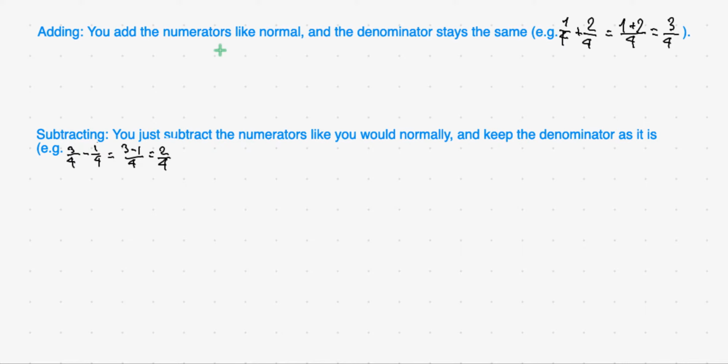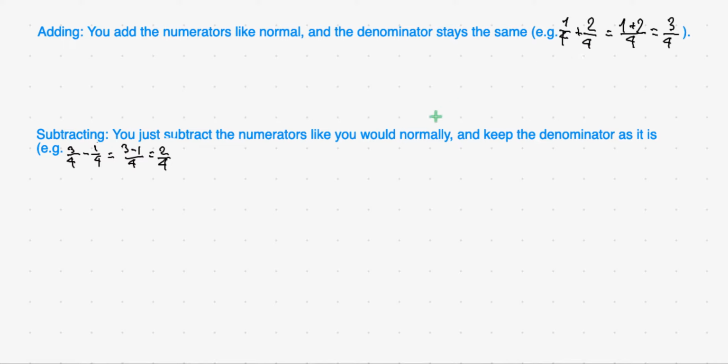First of all, we'll learn how to add the fractions. During adding, you add the numerators like normal and the denominator stays the same. An example of this is adding 1/4 and 2/4. The answer is 3/4, and we get to that by adding 1 and 2 together, getting 3, and leaving the 4 as it is. We do not add the denominator, we just leave it as it is, in this case 4.